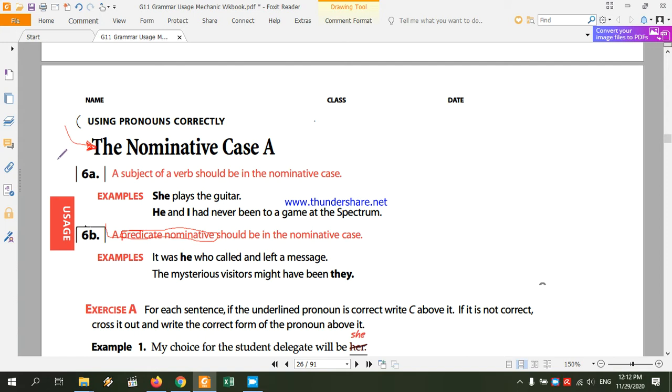Here we have two main points that we should consider. First, a subject of a verb should be in the nominative case. So if we're going to use a pronoun instead, we should use a pronoun in the nominative case, or we can say a subject pronoun, such as she, he, I. We should not use him or me or them.